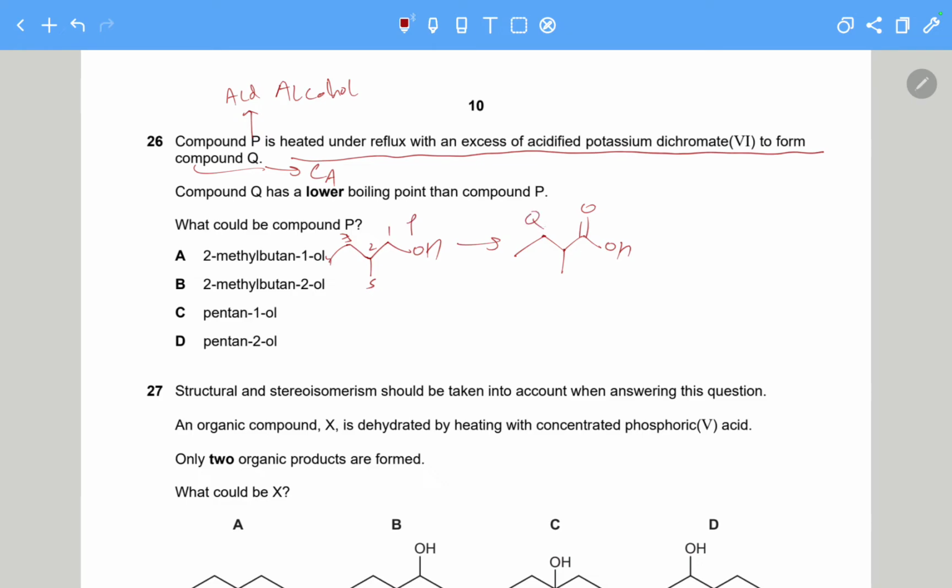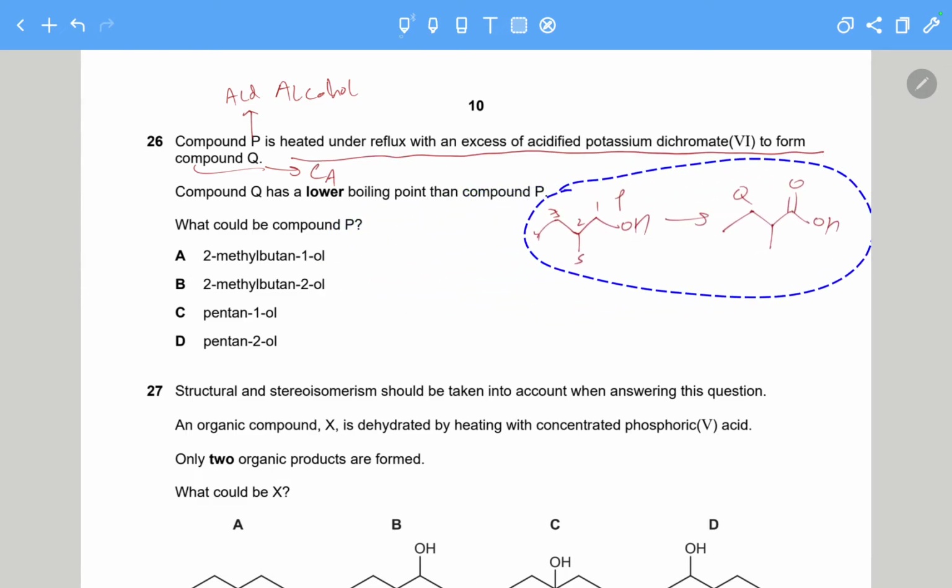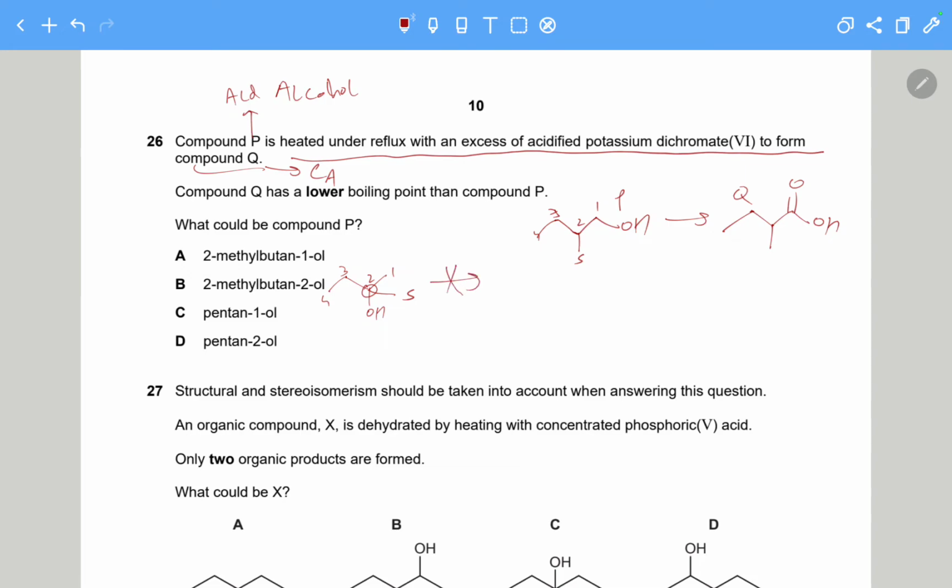For the second one, I'll move this to this side. We have 2-methylbutan-2-ol, which is CH3, CH2, COH, CH3 whole twice. So this is 1, 2, 3, 4, 5, 2-methylbutan-2-ol, and you can see this is a tertiary alcohol, so it cannot be oxidized, so this cannot be the correct answer.